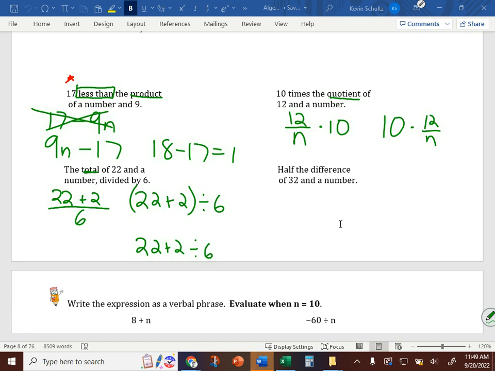Quentin, out in the hallway, please. Without parentheses, 22 plus 2 divided by 6. Actually, Quentin, no. I would like you to sit next to Kylie, please. You can move your stuff over there for today, and I'll find out another solution.